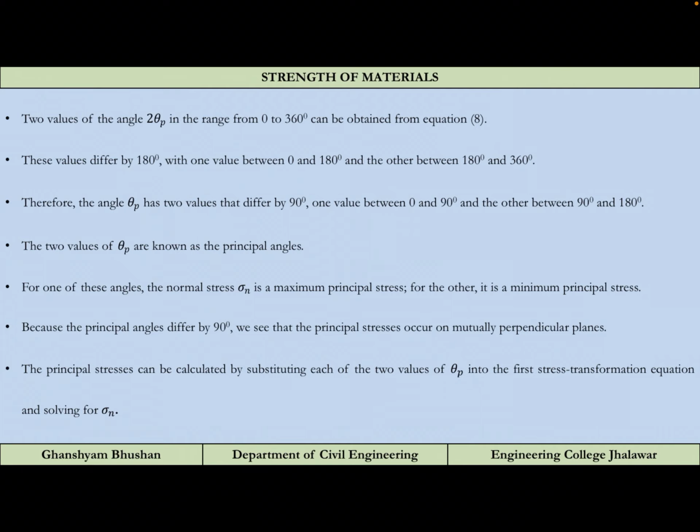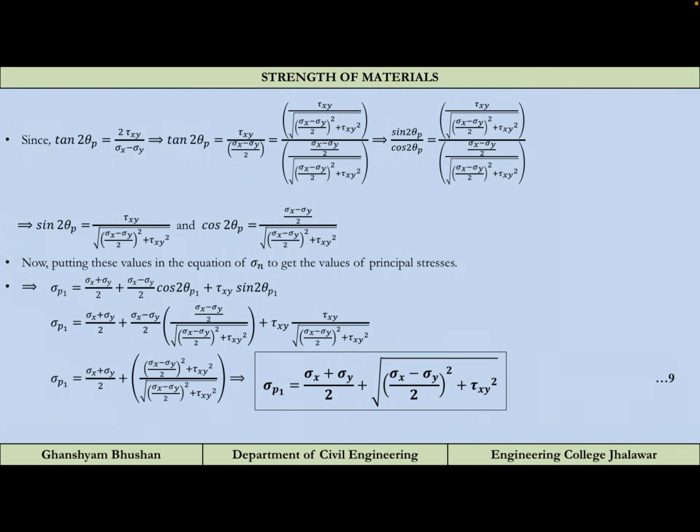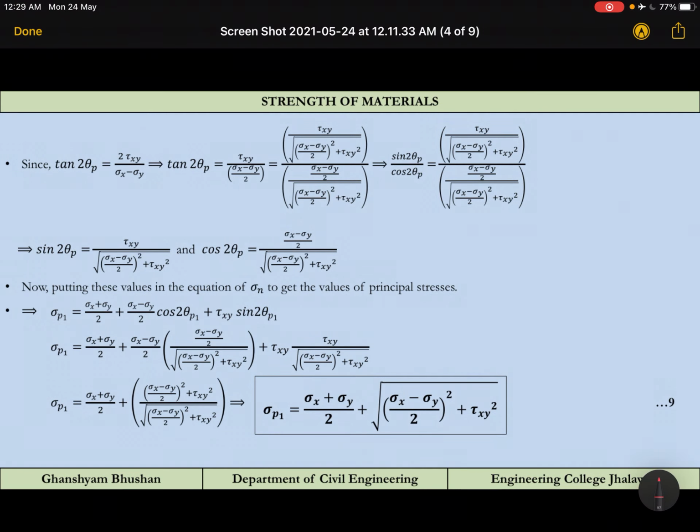Now the principal stresses can be calculated by substituting each of the two values of θp into the stress transformation equation and solving for σn. So we have the value of θp for which the stresses are maximum. Now we want to calculate the maximum or minimum values of the normal stress σ. So the first value is, we have tan 2θp.